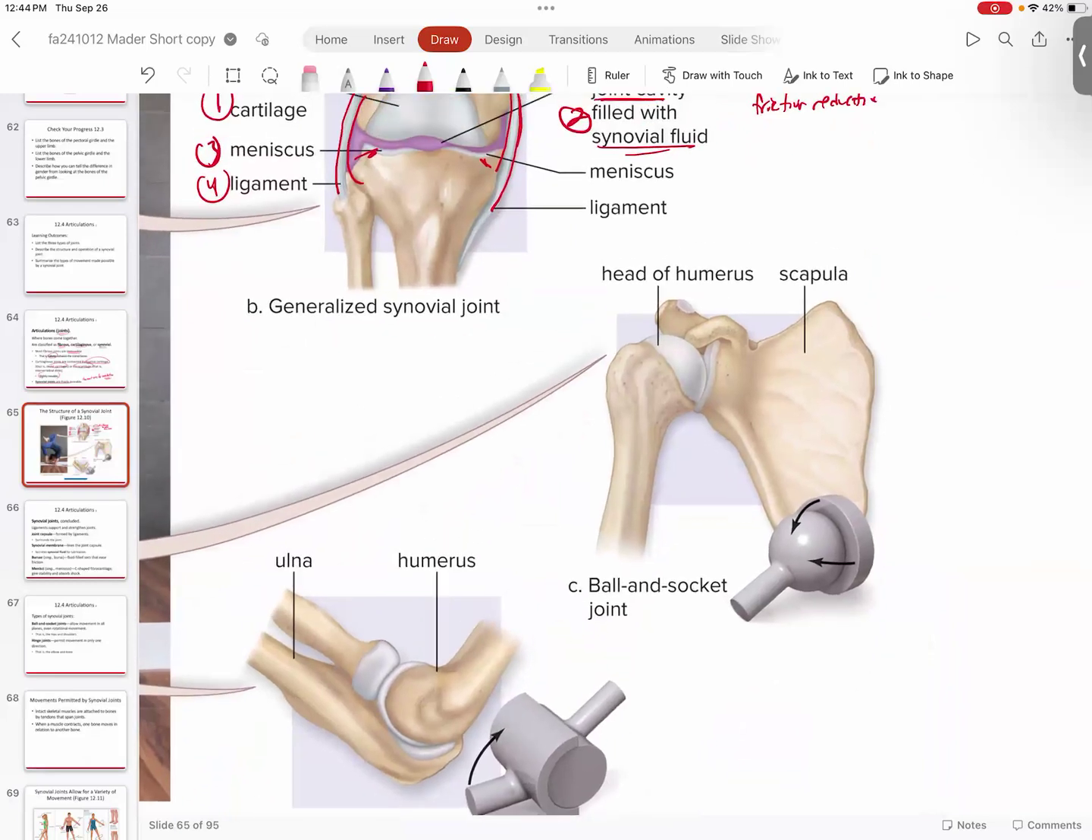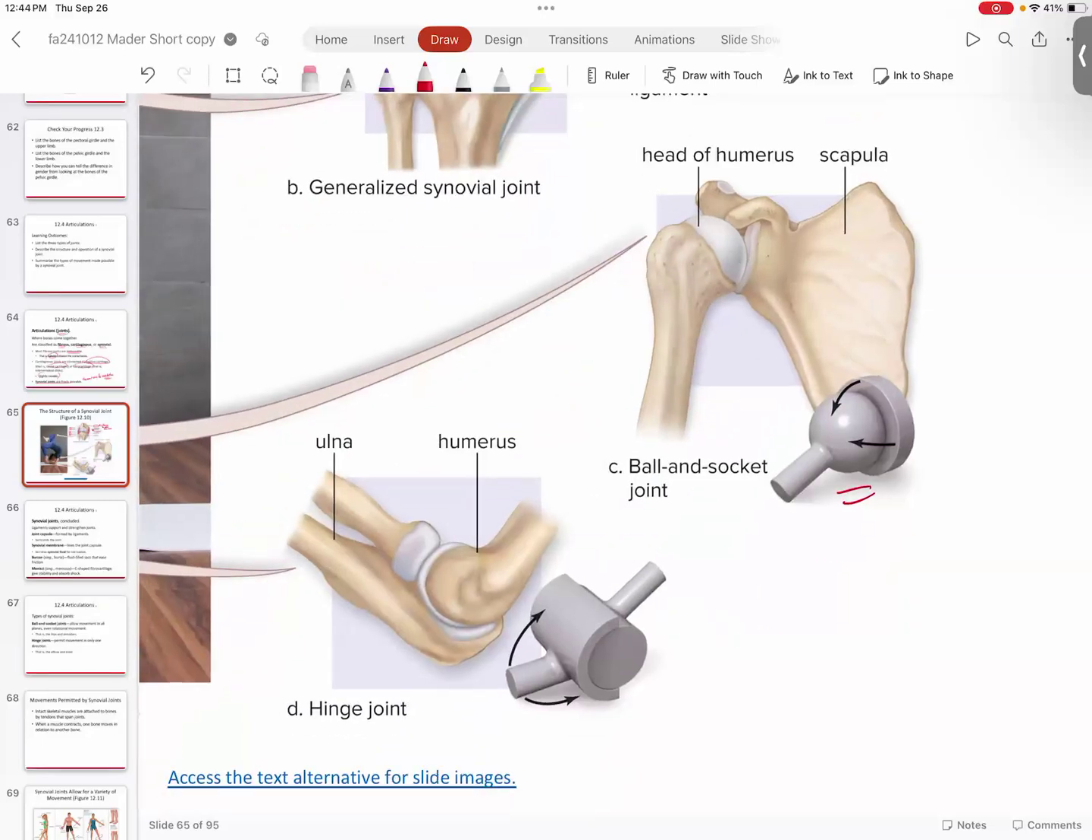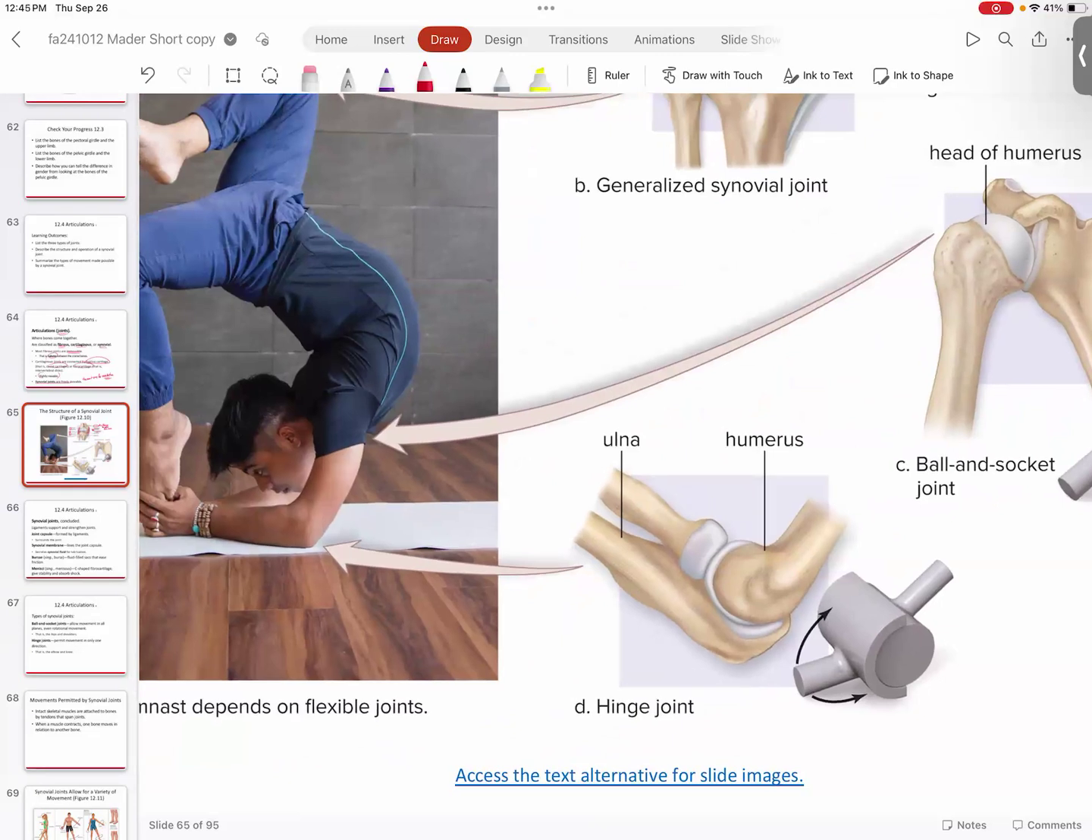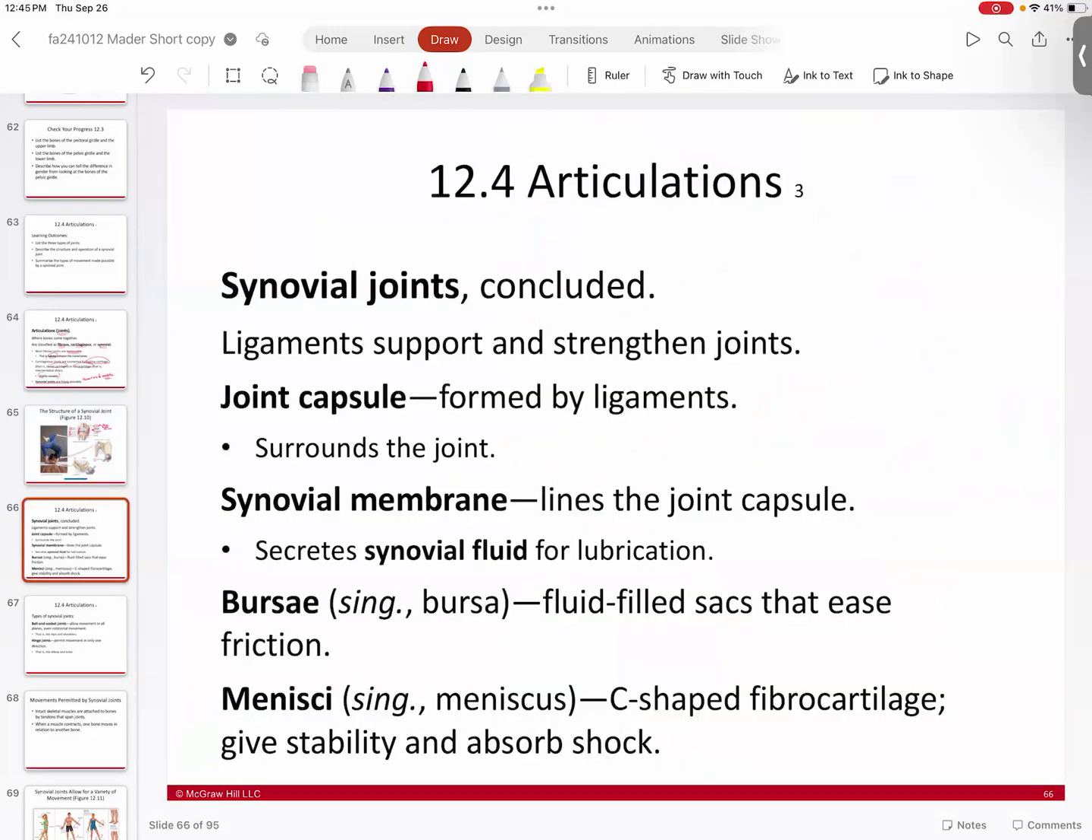Your shoulder joint looks very similar. You can see how you have this sort of ball and socket approach to it. And then your elbow joint is like a hinge joint. So you have different types of joints. When you take a look at the synovial joints, we have the joint capsule, which is formed typically by ligaments. It surrounds the joint, protects it and closes it. Then we have the synovial membrane, which lines the joint capsule and secretes synovial fluid for lubrication and nutrition.